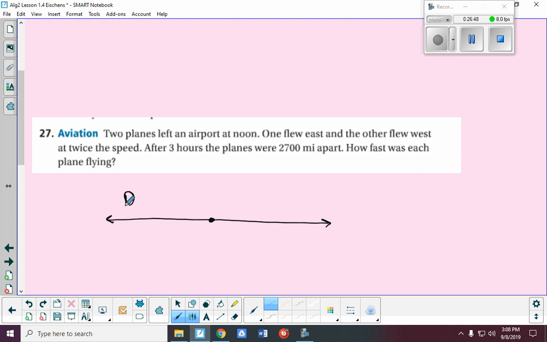So this is distance 1, which equals rate times time. This is distance 2, which equals that plane's rate times time. So let's think here. What does it say? One flew east, the other flew west at twice the speed. Well, we don't know the rate of the first plane, so we'll just call that R. And for the second one, we know that was twice that rate, so we're going to call that 2R.